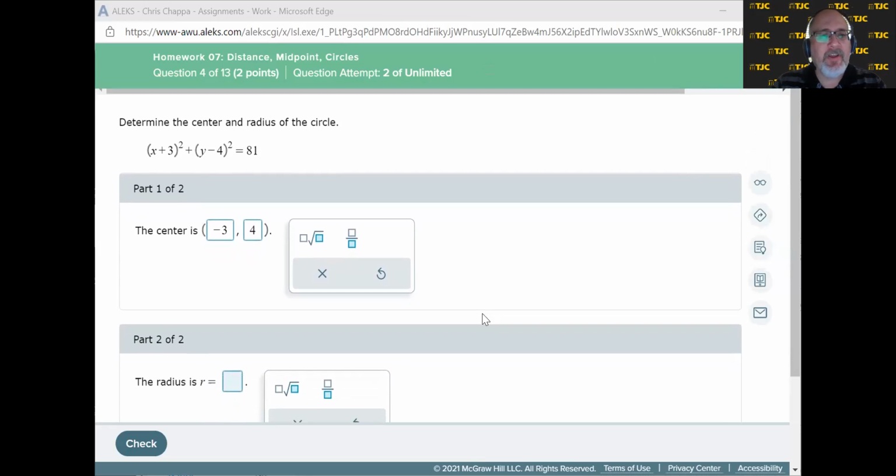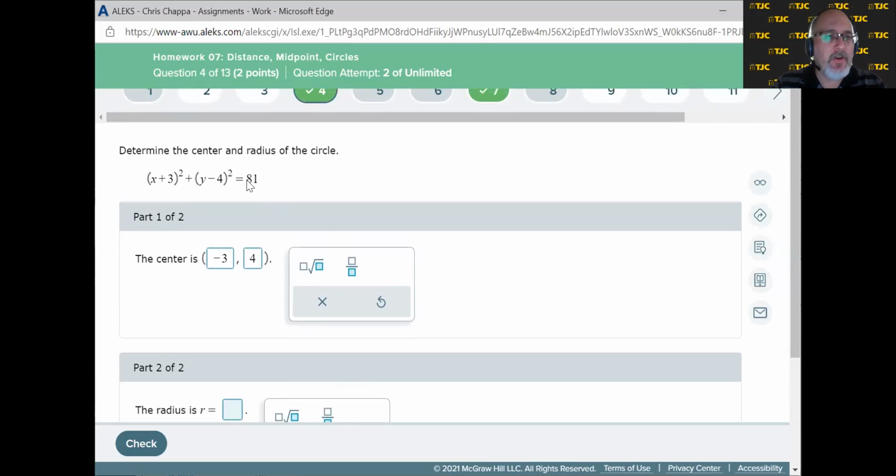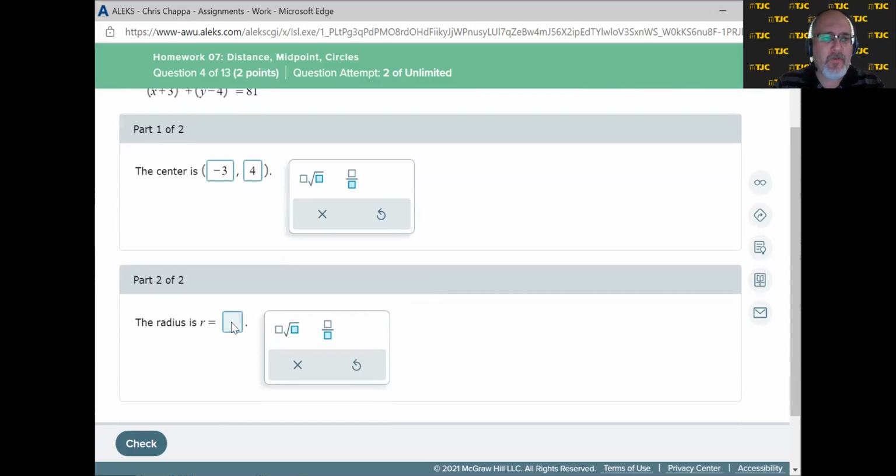All right, we're also looking for the radius. Remember, the number over here is not the radius, but the square of the radius, and so we have to square root it. The square root of 81 is 9, and that problem is done.